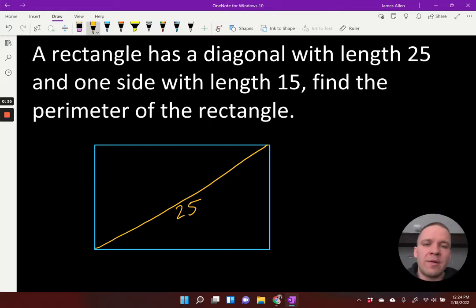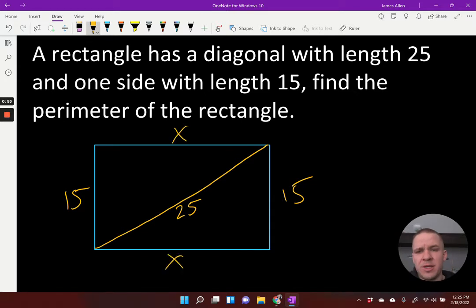Now, it says one side length is 15. How about this one's 15? Which would mean that this one's 15 because opposite sides of a rectangle are congruent. It follows all the properties of a parallelogram. All right. I want to find the perimeter. So I need to find this other side right here, which would be the same as this one right here.